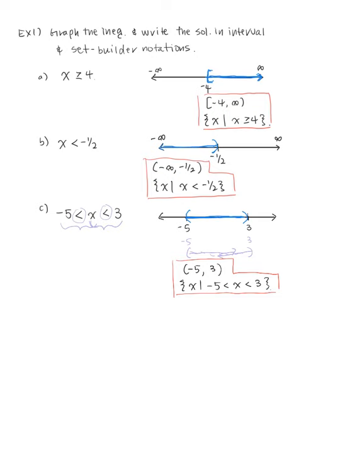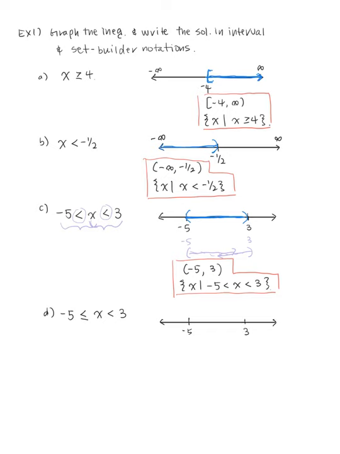Now let's take a look at another similar problem just to make sure that you're understanding this. So let's look at D. I'm going to keep it very similar. So let's go with negative 5, but in this case I'm going to go less than or equal to x and then less than 3. So let's first jot down the number line. All right, so here's negative 5 and here is 3.